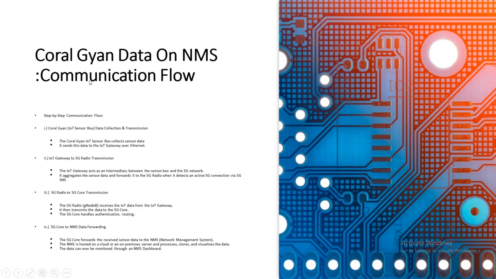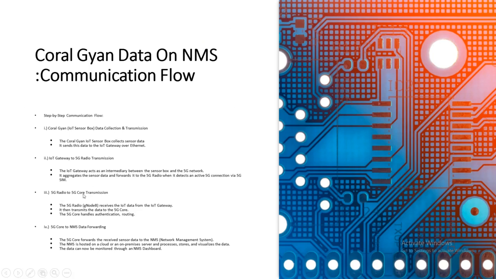A step-by-step communication flow. Coral GAN, which is the IoT sensor box, collects the data and is responsible for transmission. The IoT gateway, which is the 5G radio transmission, acts as an intermediary between the sensor box and the 5G network. It aggregates the sensor data and forwards it to the 5G radio when it detects an active 5G connection via the 5G SIM.